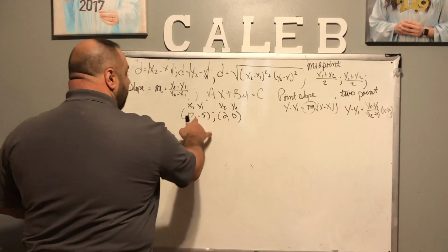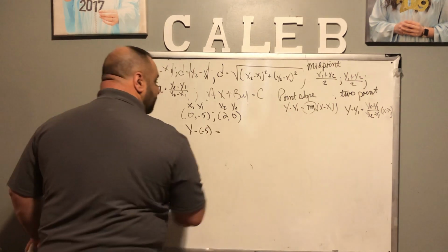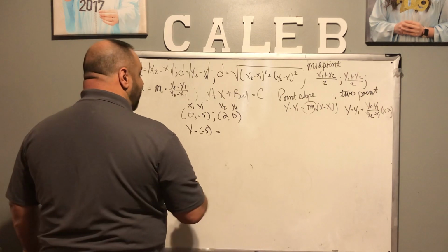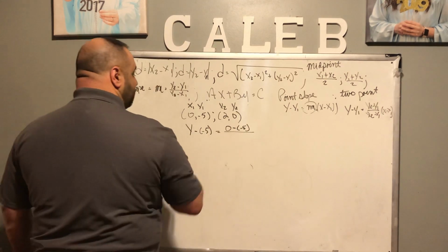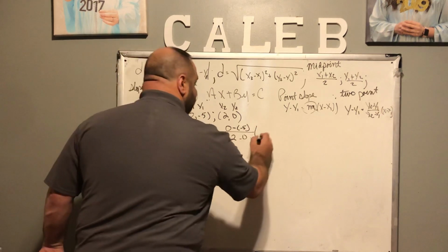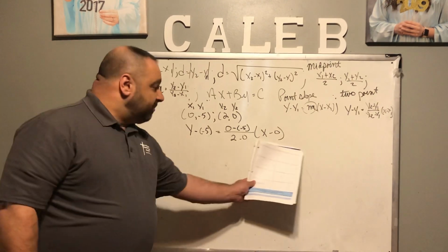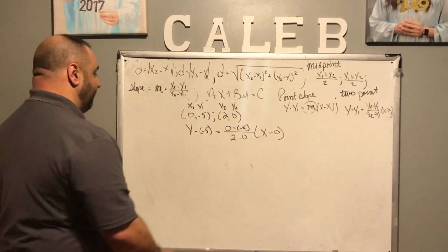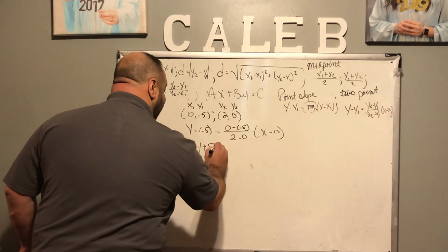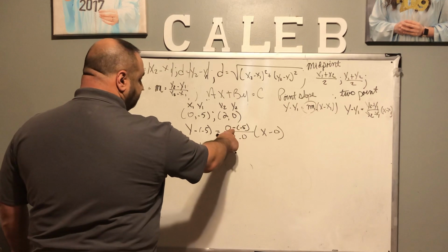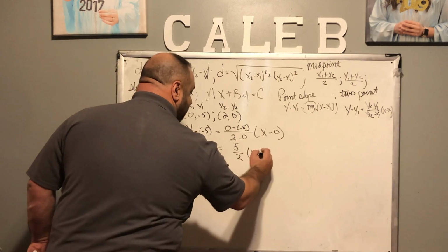y minus y1. Pay attention to your negative sign. So y minus -5 equals, now let's find the slope, which is y2 minus y1, so 0 minus -5, over x2 minus x1, which is 2 minus 0, times x minus x1, which is x minus 0. Now that you've plugged in your numbers, let's begin to simplify. Two negative signs give us a positive, so y plus 5 equals, a negative over a negative is a positive, 5 over 2 times x minus 0.